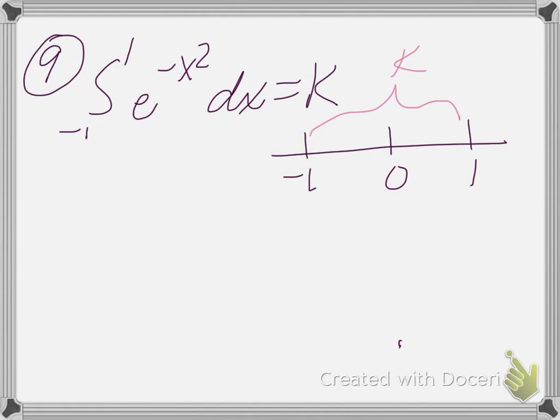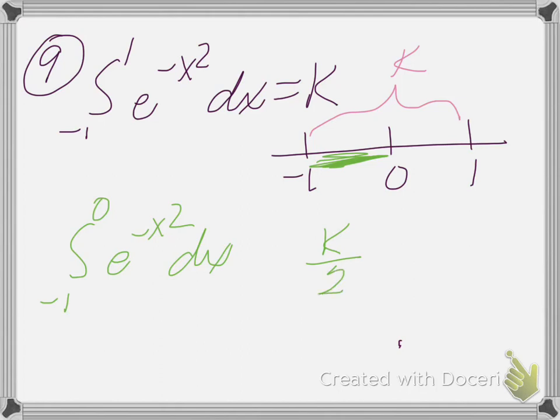So now the question is asking, what if you just go from -1 to 0? Well, -1 to 0 is this piece right here, which is exactly half of k. So it would just be equal to k over 2, which is choice D. Another thing that you could have done is use your calculator to figure out what k is, and then just do it again from -1 to 0 and see the relationship.